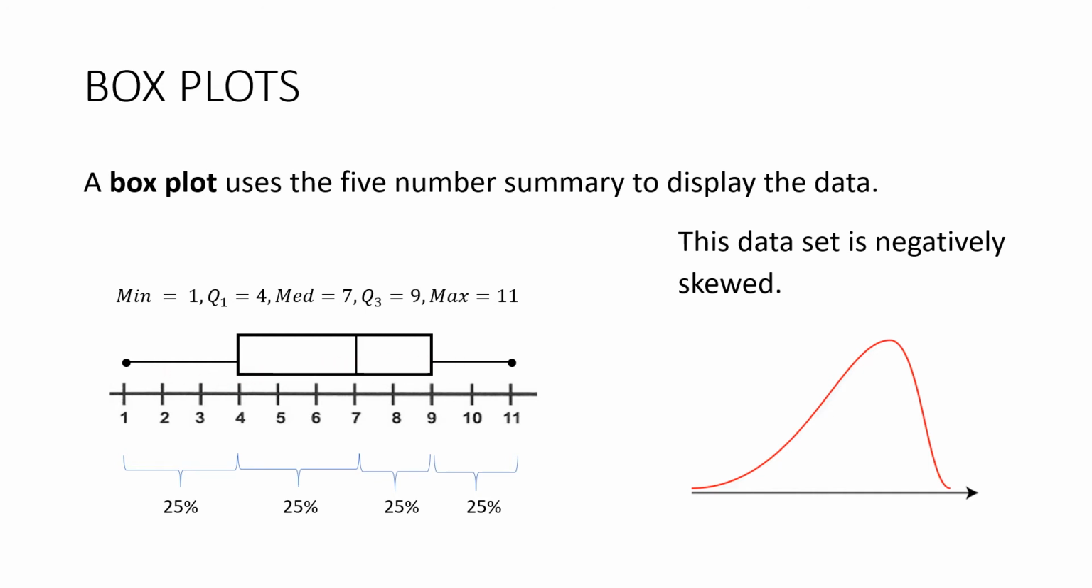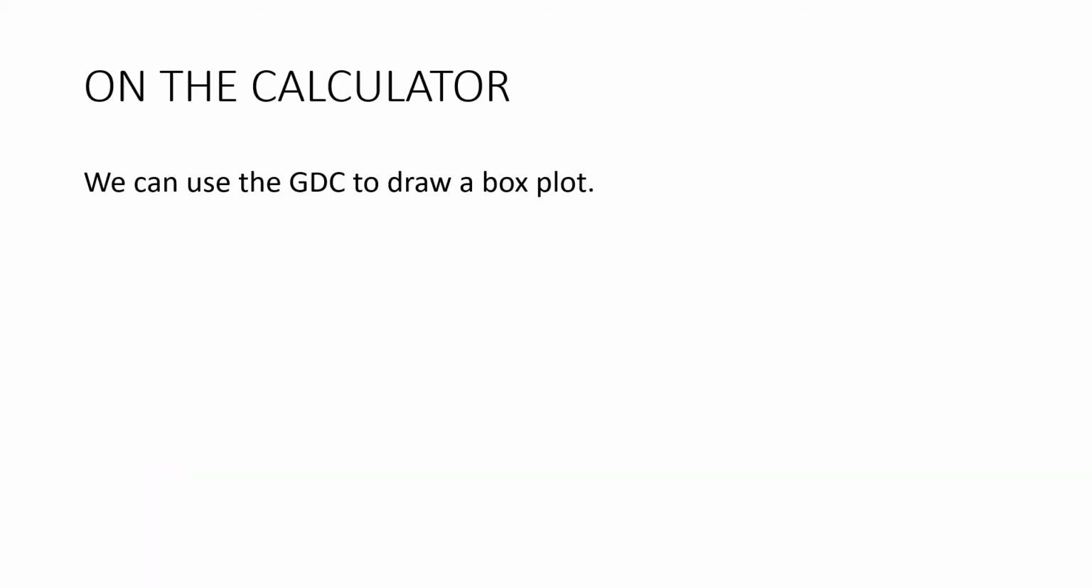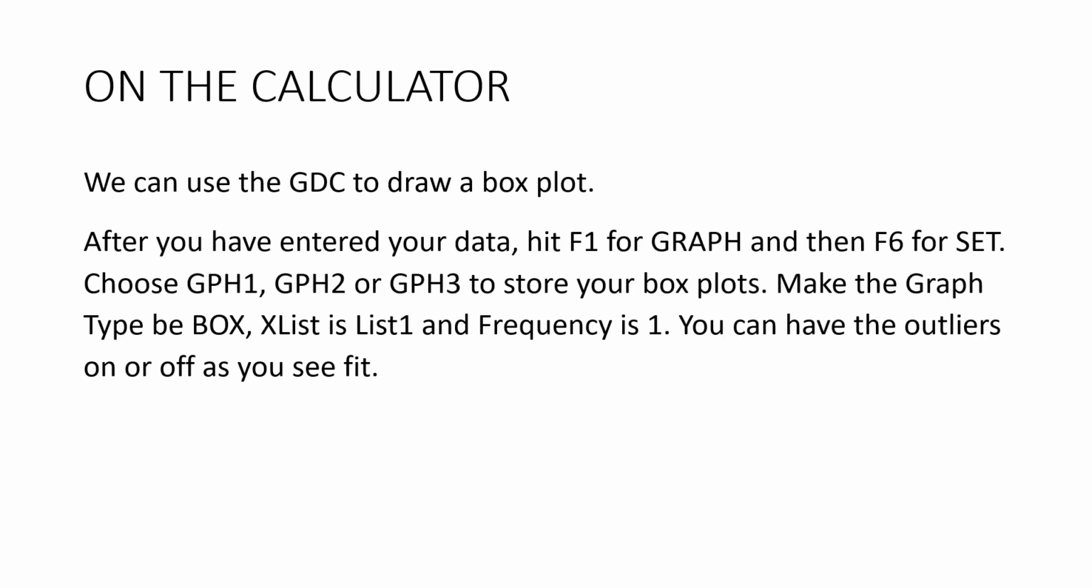It takes a little bit of time to be able to understand that, so you might need to draw some rough sketches of data sets from box plots just to be able to pick whether it's symmetrical or positively or negatively skewed. We can also use our graphics display calculator to draw a box plot. Now, just like before, after you've entered the data, you hit F1 for graph, and then you need to store a box plot in one of these positions.